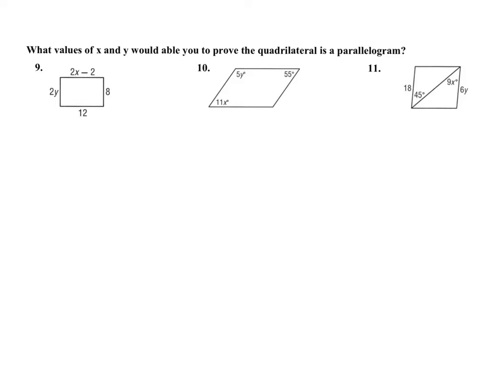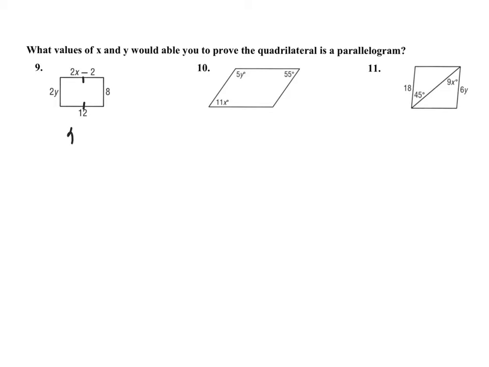Now that we know how to prove a quadrilateral is a parallelogram, let's look at this. We have what values of x and y would enable you to prove the quadrilateral is a parallelogram. So for this one, I've got opposite sides labeled. So for both pairs of opposite sides to be congruent, I would need to set these two to be congruent.